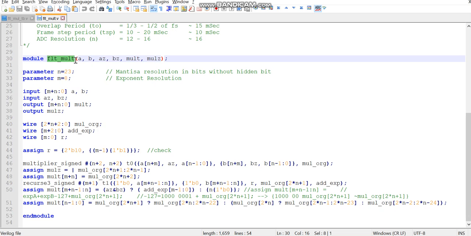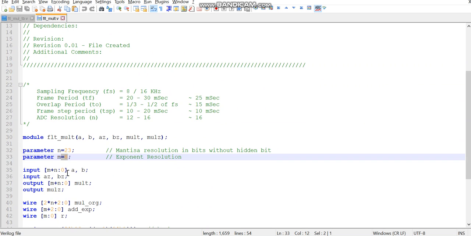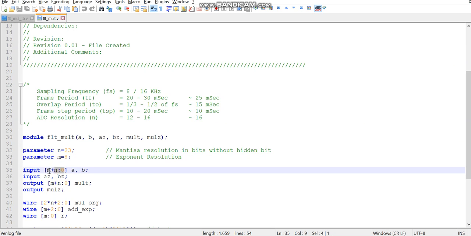So float_mult is the module name of this floating point multiplier, wherein we have the mantissa resolution as 23 and exponent resolution as 8. And A and B are the inputs, each of 32 bits. So 0 to 31 is the 32 bits and mult is the output.